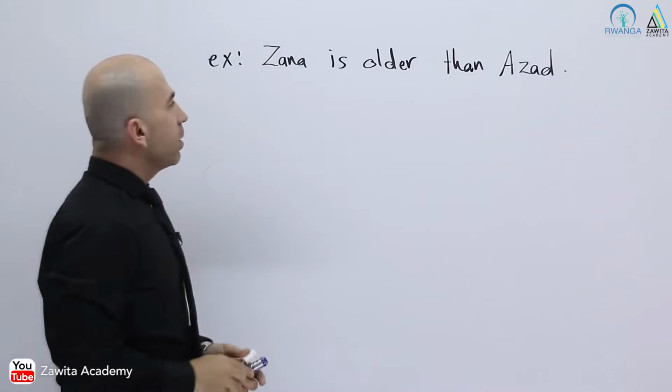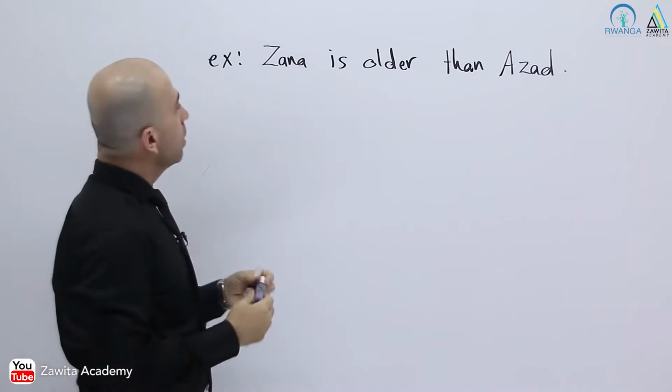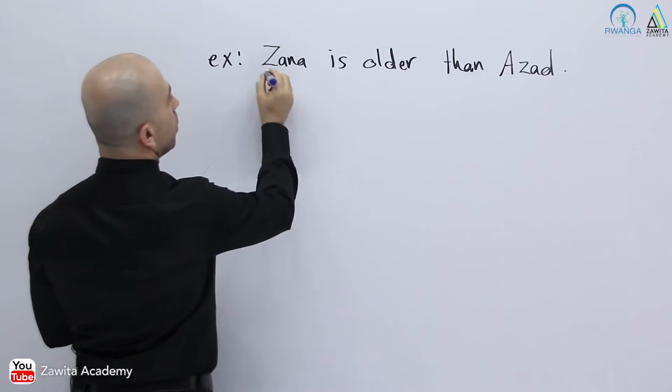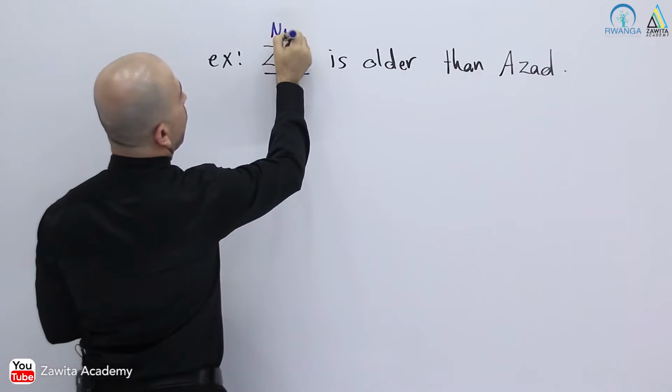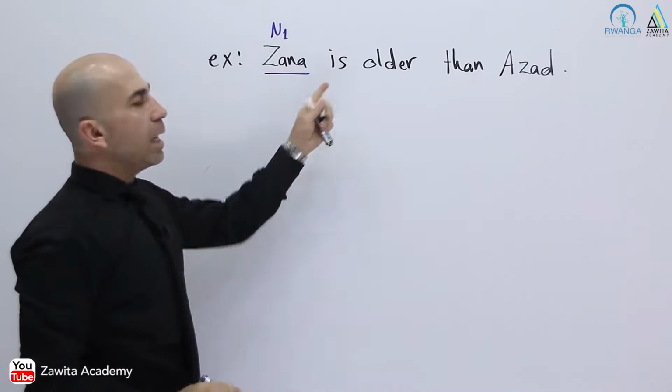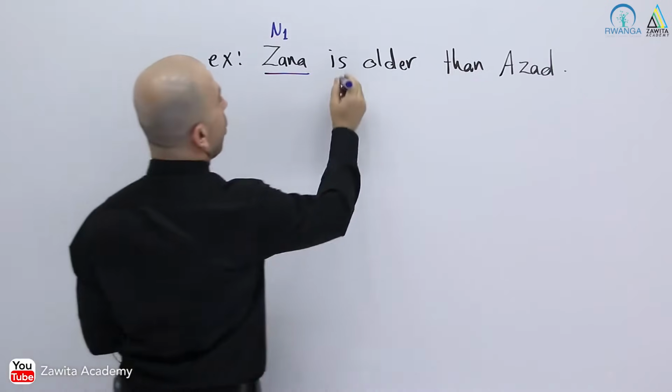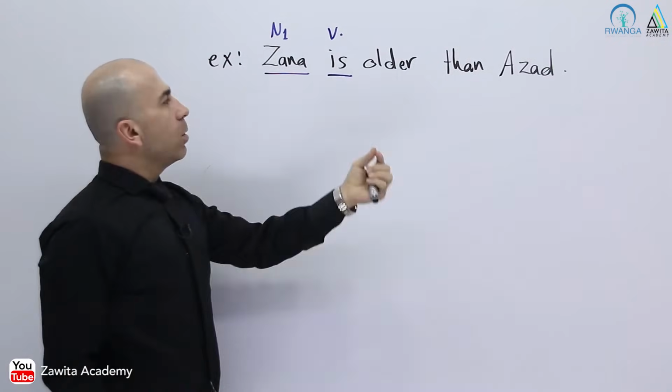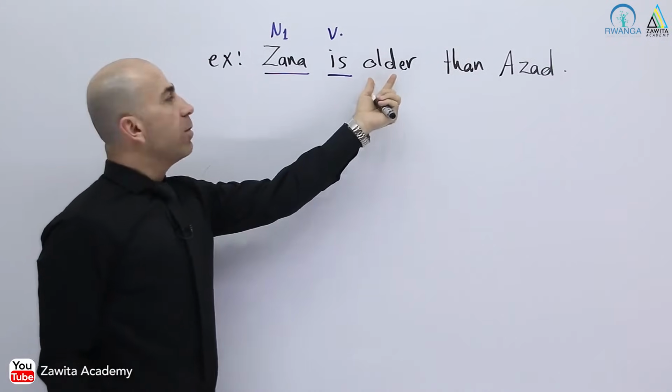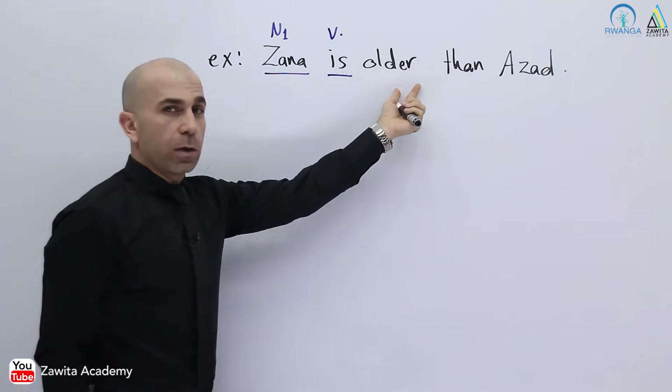This is our example. So let's look at it. Zana is the first noun. Noun number 1. Is the verb. Older is a short adjective. Then we added er to it.